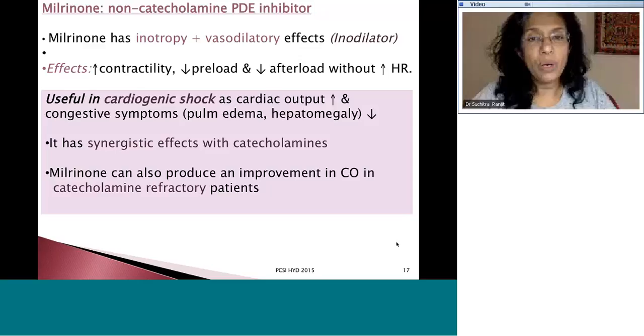It's very useful in cardiogenic shock, especially with congestive symptoms, because all the pulmonary edema and hepatomegaly just dries out, and it has a synergistic effect with catecholamine and can produce an improvement in cardiac output in catecholamine refractory patients because it acts by a different mechanism. Compared to dobutamine, which causes a lot of increased tachycardia and increased oxygen demand from the heart, the supply-demand ratios are much more beneficial when milrinone is used compared to dobutamine or adrenaline.